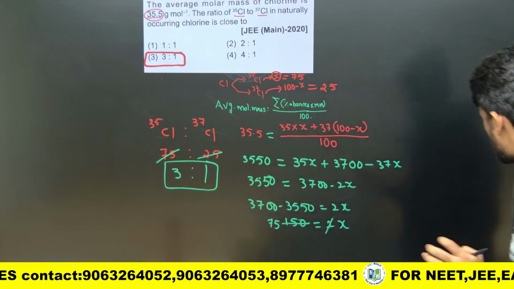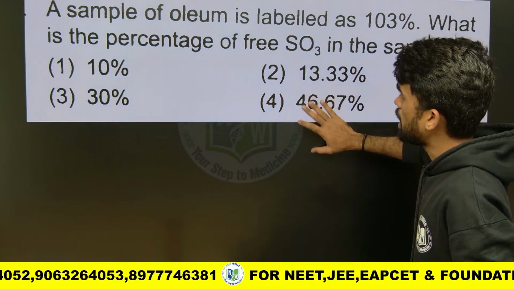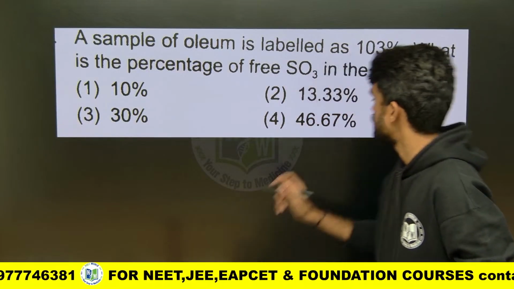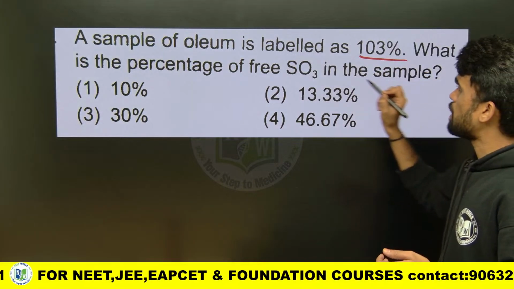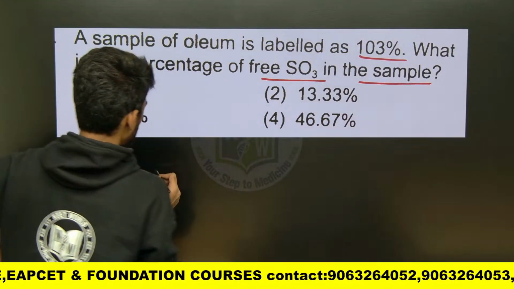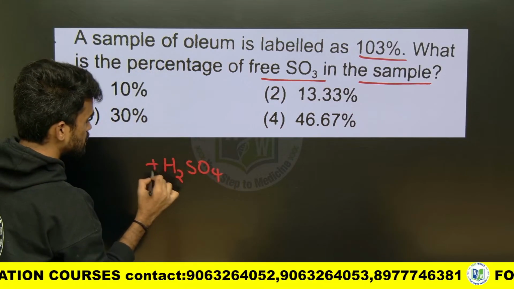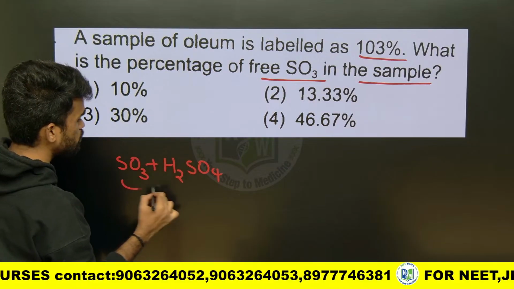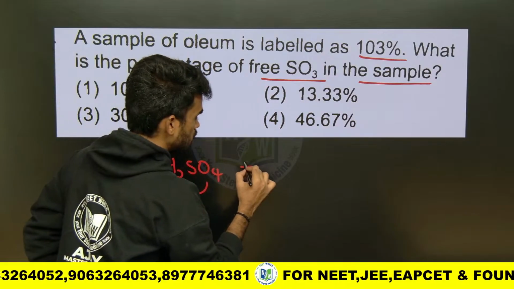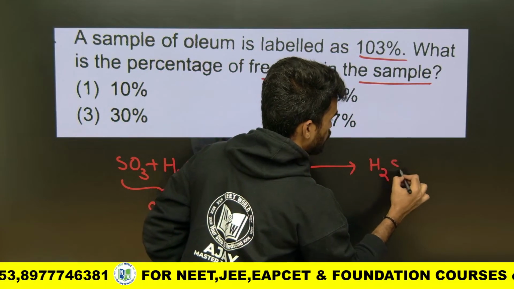Yeah, let's move further. Here we have a question based on the labeling of oleum. A sample of oleum is labeled as 103%. What is the percentage of free SO3 in the sample? So what does oleum mean exactly? Oleum is a mixture of H2SO4, sulfuric acid, plus sulfur trioxide, SO3. This mixture is called oleum. When it combines with water, complete sulfuric acid formation takes place.